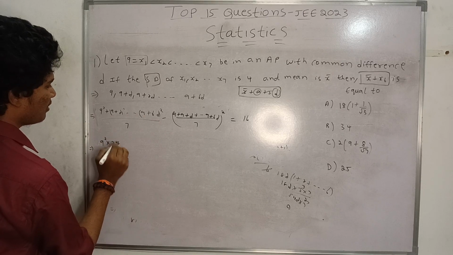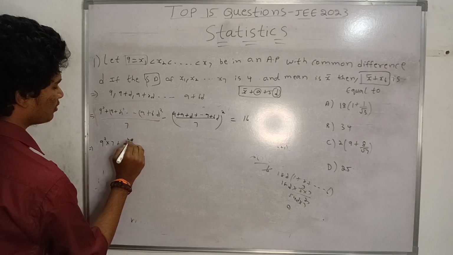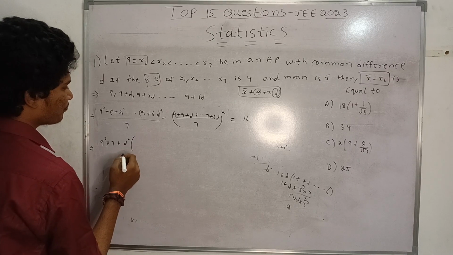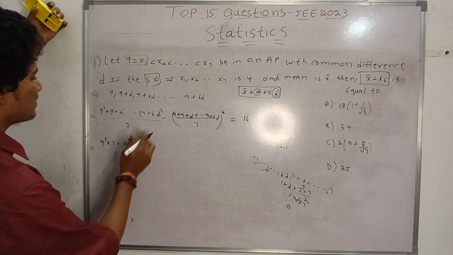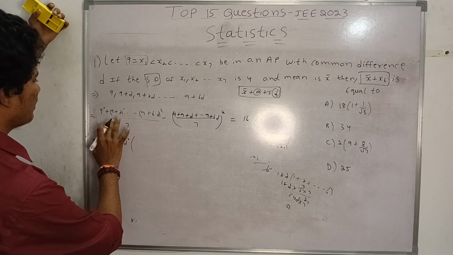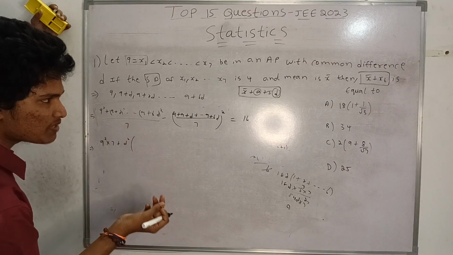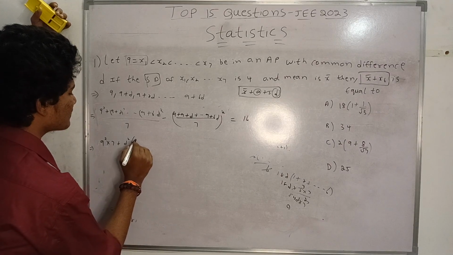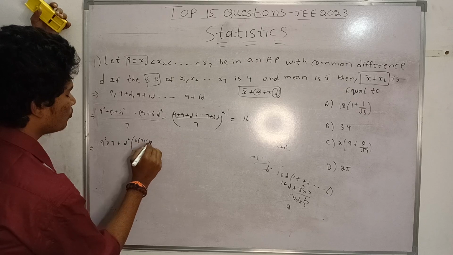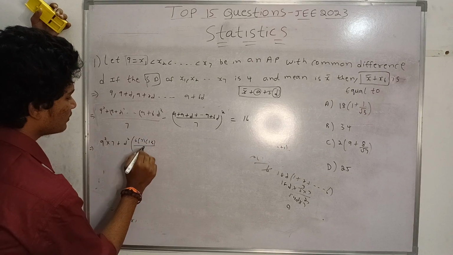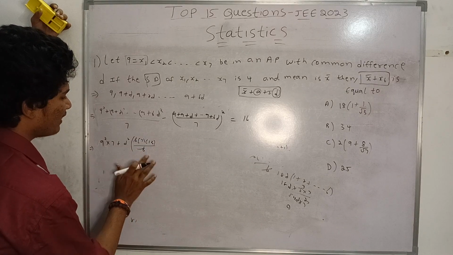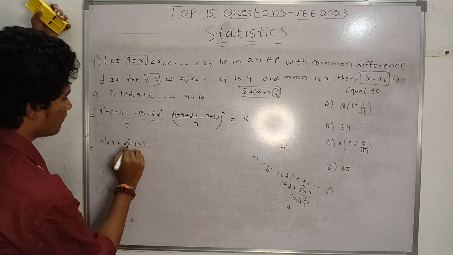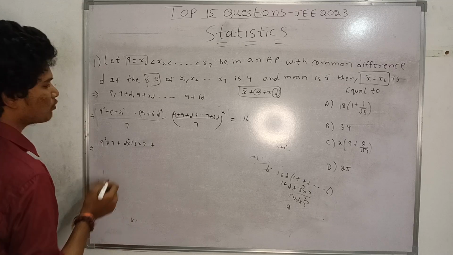9 square into 7 plus, and when I take D square as common, it is a formula. Here it is D square, 2D square. When I take D square as common, 1 square plus 2 square plus 3 square up to 6 square. So it is 6 into 7 into 13 divided by 6. 6 cancels here. So finally it is 13 into 7 here. And next what will we get?